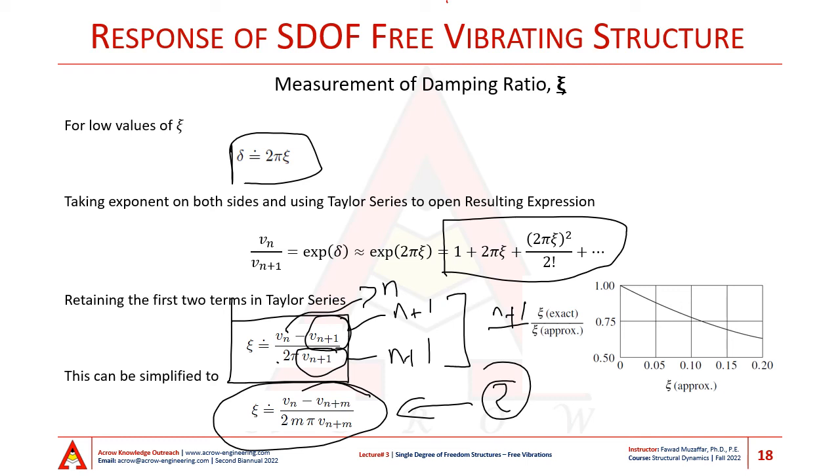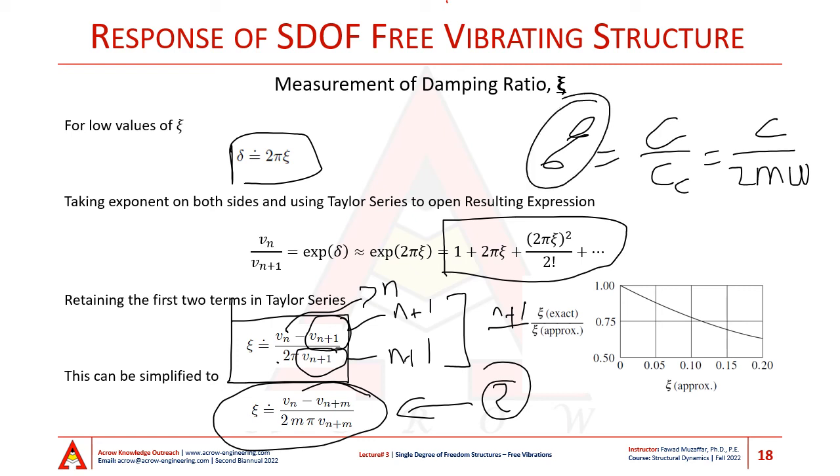So now we have a way to measure the damping ratio of the system, from which we can then calculate the damping of the system itself, since damping ratio is nothing but C over Cc, and C over 2m omega. So if we know the damping ratio, and if we know the mass and the natural time period of the structure, we can calculate the C also.